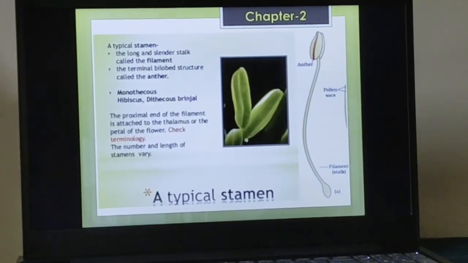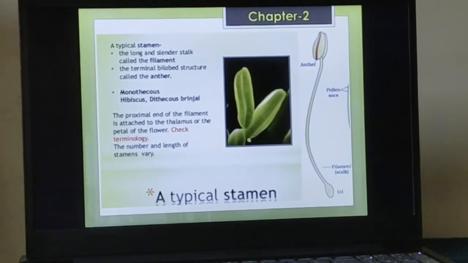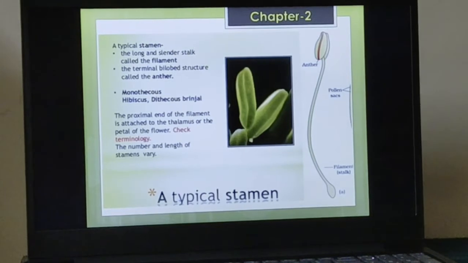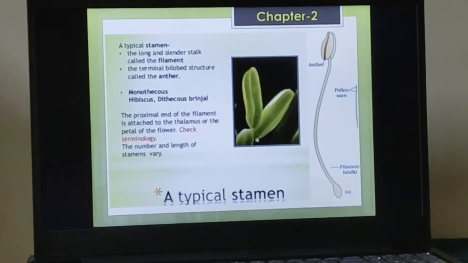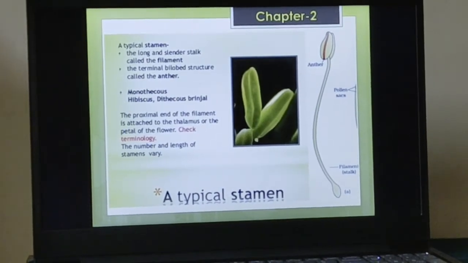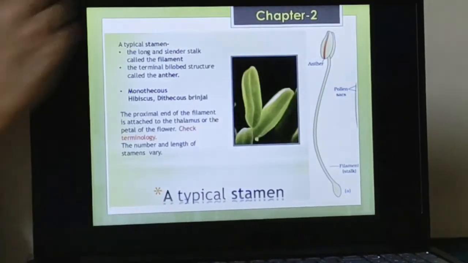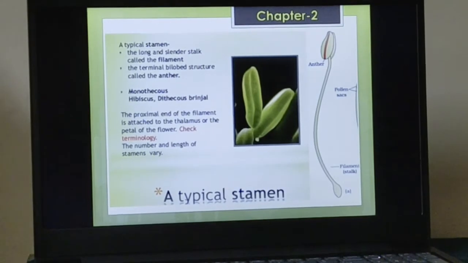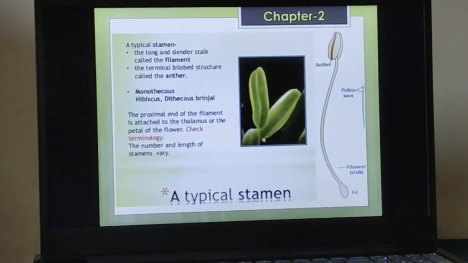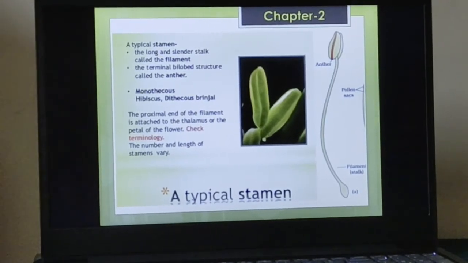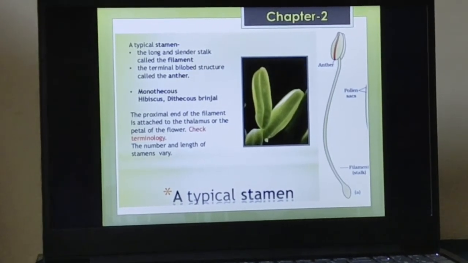So anther can be a single lobe, it can be two lobes. Each lobe is always known as theca. So if it is a single lobe it is known as monothecous, and if it is a double lobe it is known as dithecous. So in the diagram how many lobes can you see? You can see here two lobes. Therefore this anther is what? Dithecous.